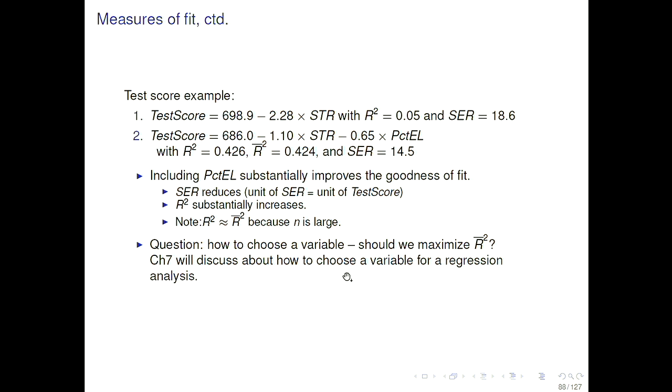Then the question is how to choose a variable. If you look at the actual data set, you can observe a few more variables that you might be interested in when you explain the left-hand side variable. Then should we maximize R bar square? This is another question. Should we choose a set of variables in such a way that we maximize goodness of fit measured by R square? Is this the right way to choose the model?